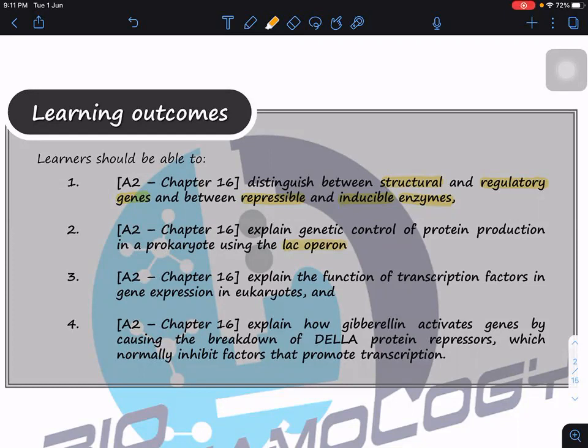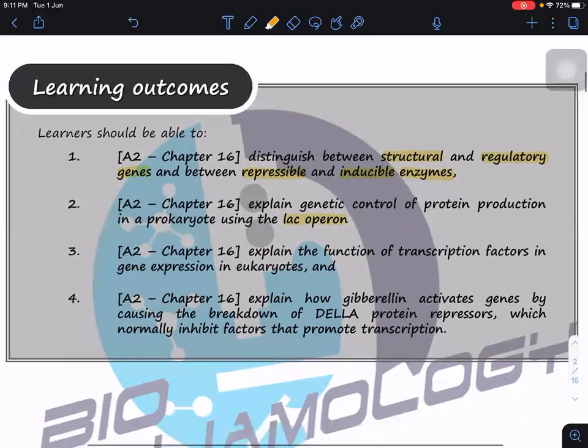The Lac here means lactose. It's lactose operons. And then we're going to look at the eukaryotic cells, where we have a special protein called transcription factor. We're going to look at this. What is the function of transcription factor and why do we need to have a transcription factor?